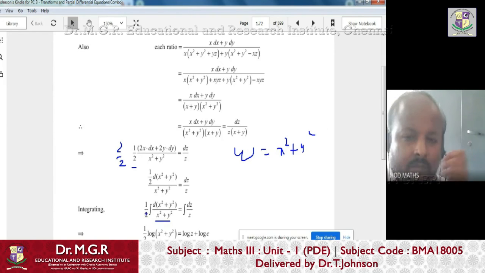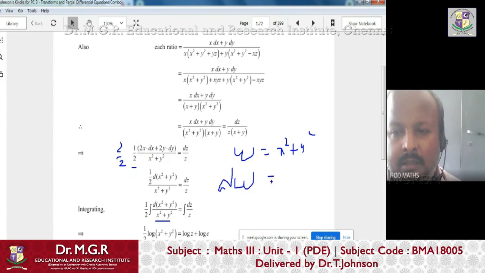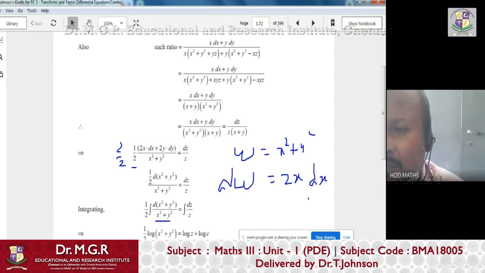Okay. So here what we have to do is multiply and divide by 2, on both the numerator as well as the denominator, and then rewrite in this form. This is very, very important. How to rewrite? If you take this x square plus y square as w, then if you differentiate, what will come? If you differentiate x square, you will get 2x. If you differentiate y square, you will get 2y. So you will get 2x dx, and similarly if you differentiate y square, you will get 2y dy.